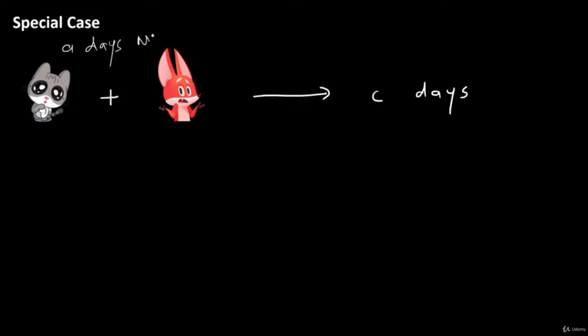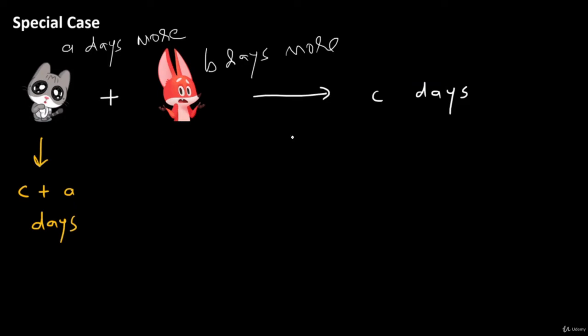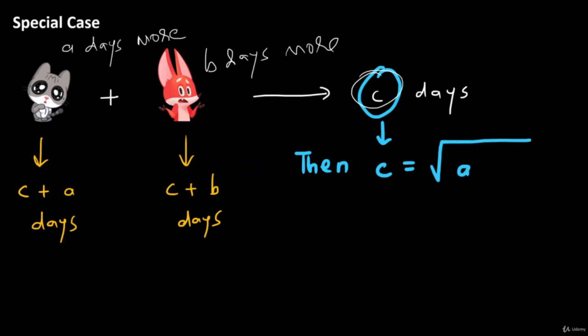That means cat would take a total of C plus A days. Similarly, if fox were to work alone on this project, fox would take B days more than C. So fox would take C plus B days to complete the work alone. So if this is the case, then directly you can say that C is equal to root of A into B. Now how do we get this?